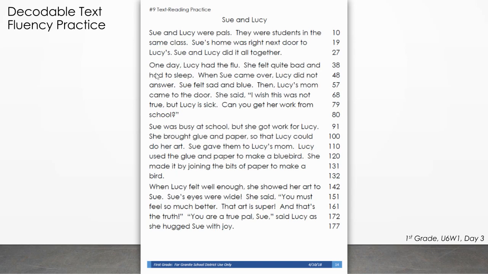Together. One day, Lucy had the flu. She felt quite bad and had to sleep. When Sue came over, Lucy did not answer. She felt sad and blue. Then Lucy's mom came to the door. She said, "I wish this was not true, but Lucy is sick. Can you get her work from school?"